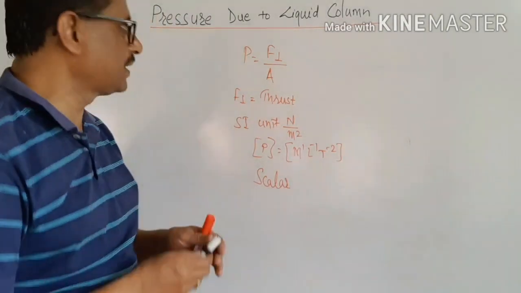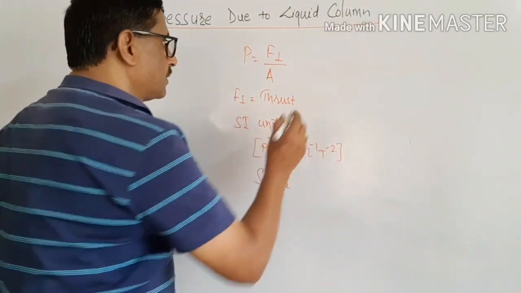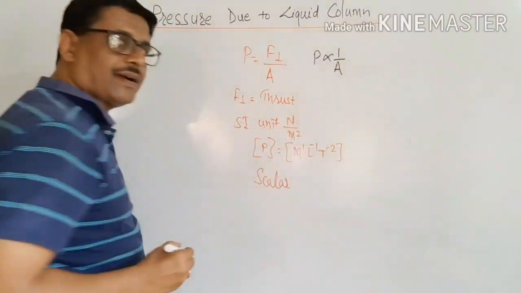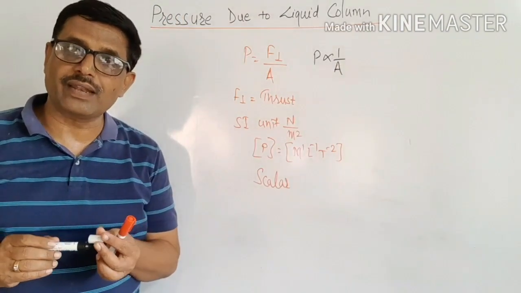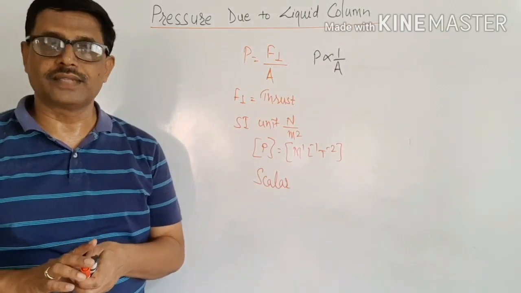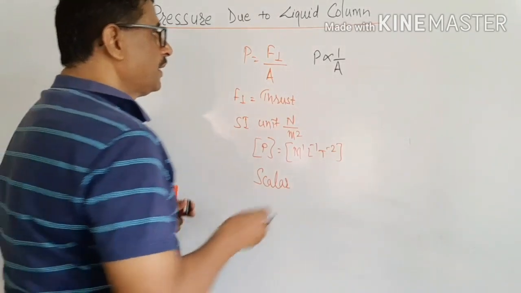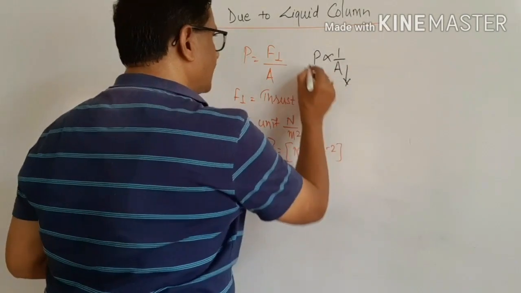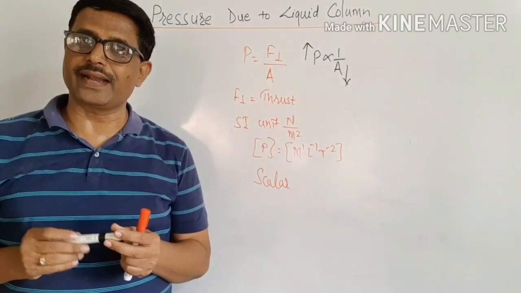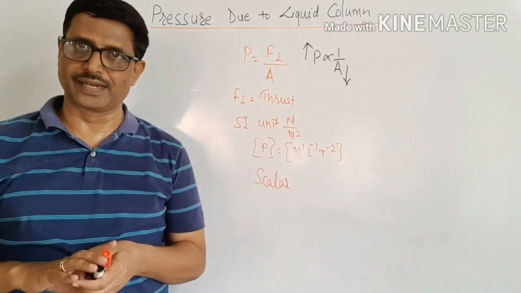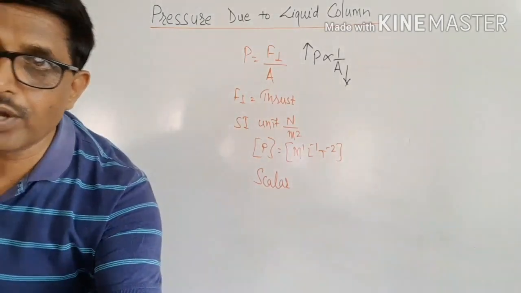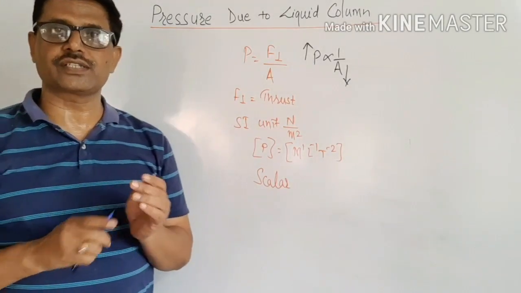From this what you will see that the pressure is inversely proportional to area for given amount of force. Therefore, with decrease in area, there is increase in pressure. As area decreases, the pressure increases and vice versa. For that, we will consider a simple example.